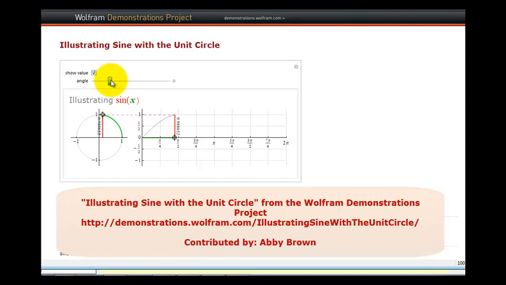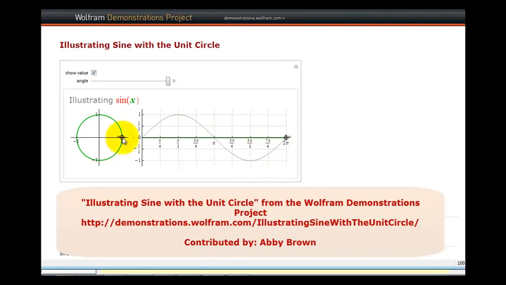And then at pi over 2, it reaches a value of 1. And then from pi over 2 to pi, it decreases back to 0. And then from pi to 3 pi over 2, it continues to decrease to a function value of negative 1. And then from 3 pi over 2 to 2 pi, it increases back to a function value of 0. And that's one period of the sine function.